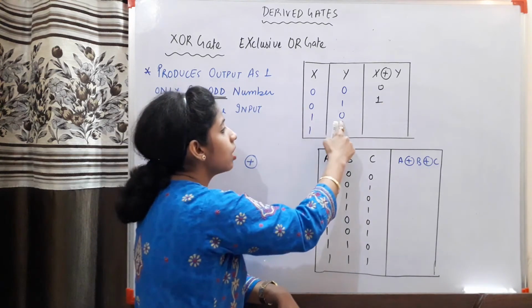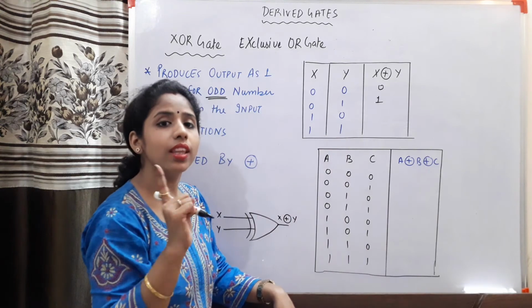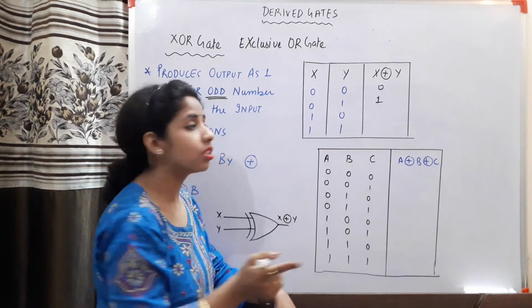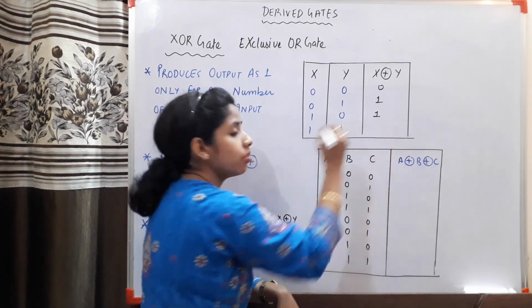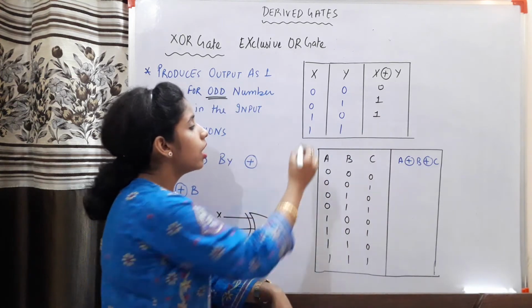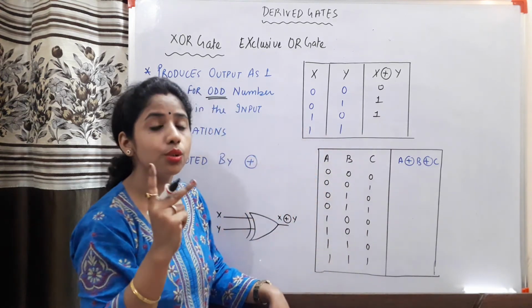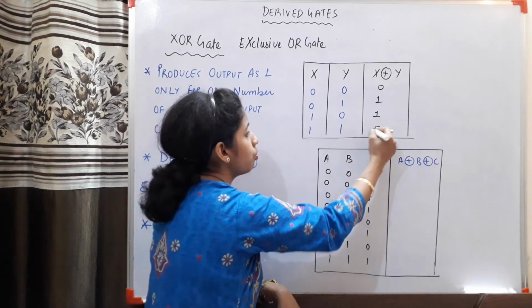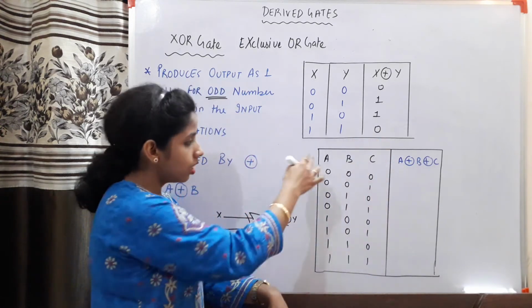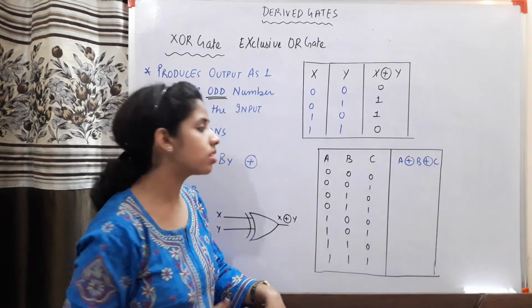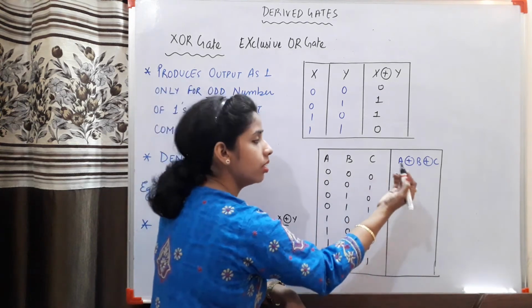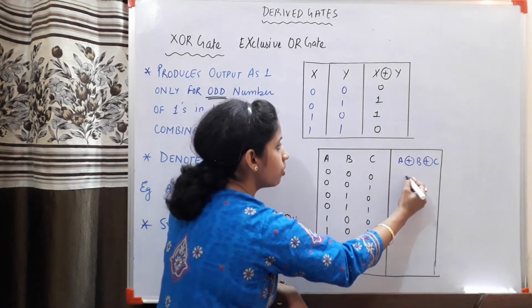In the same way here also there is a single 1 and that single 1 is odd, so therefore here also the output will be 1. And here you can see there are 2 ones and 2 is even, so the output will be false. In the case of 3 variables also you can see, here you have 0 number of ones, so the output will be 0.